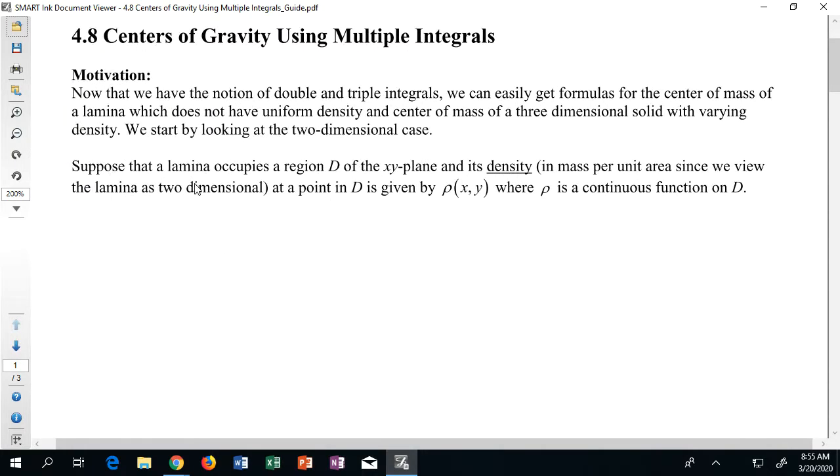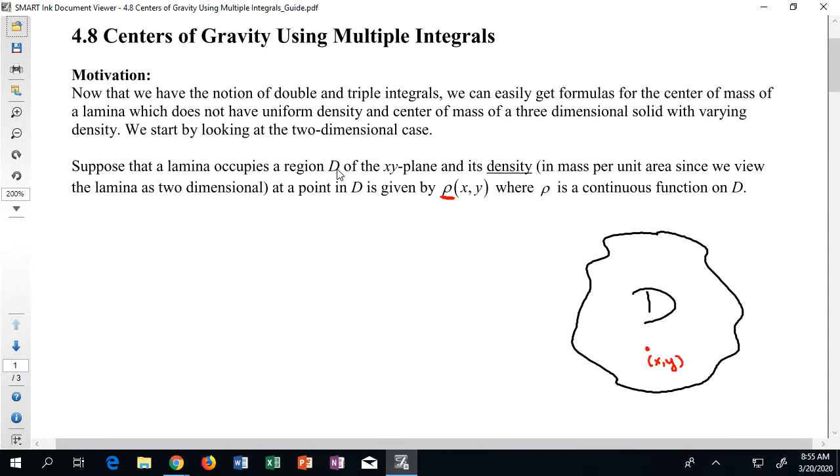So we'll first start by saying, suppose that a lamina, which you can imagine as some sort of a plate or just some sort of a space, occupies a region in the XY plane. So maybe I have something that looks like this. This is D, it's a lamina, just some space in the XY plane. And maybe its density, in mass per unit area, and again I'm thinking about this as two-dimensional, maybe that mass at any given point of this plate is given by a function. Maybe I'll call that function rho of x comma y. So essentially, if you give me an x comma y point in this space, the function rho is going to spit out the density.